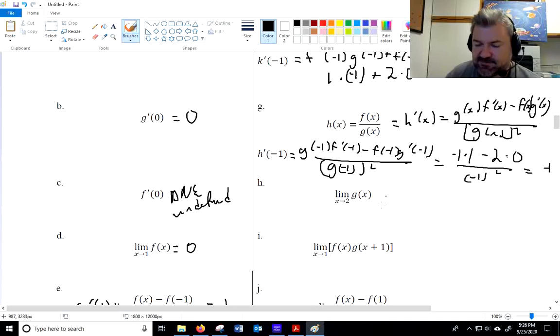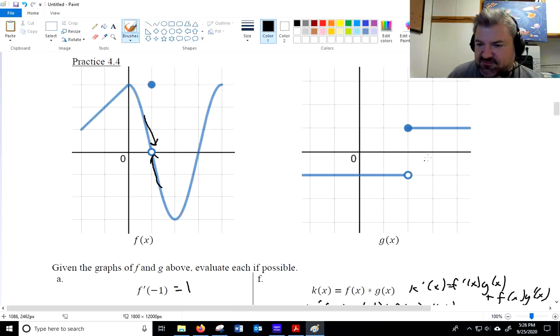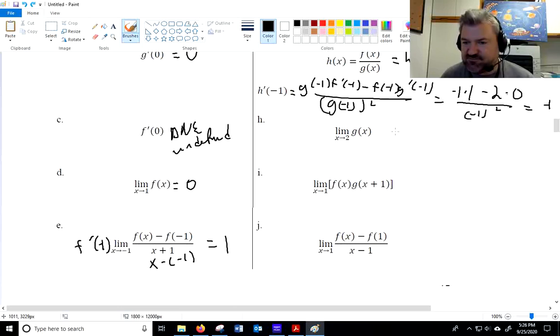There we go. The limit as x approaches 2 of g of x. What is the limit as x approaches 2 of g of x? Well, as x approaches 2 from the left, we are approaching negative 1. From the right, we are approaching positive 1. So because the limit from the left is negative 1 and the limit from the right is positive 1, we have to conclude that this limit does not exist because they are not the same.